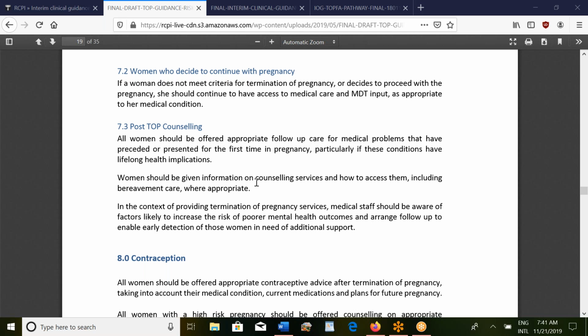We should also be aware of serious outcomes like the risk of poorer mental health outcomes, and in such cases arrange follow-up to enable early detection of those women in need of help.